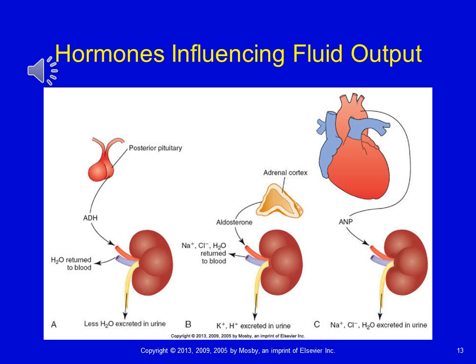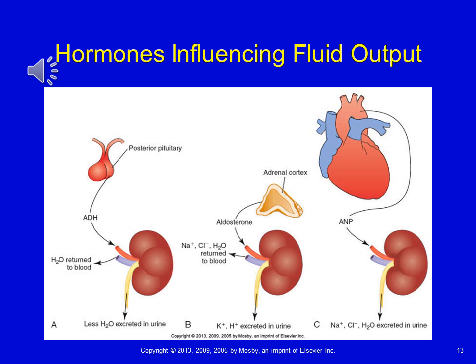People normally have some ADH released to maintain fluid balance. More ADH is released if body fluids become more concentrated. Factors that increase ADH levels include severely decreased blood volume, as in dehydration or hemorrhage, pain, stressors, and some medications.